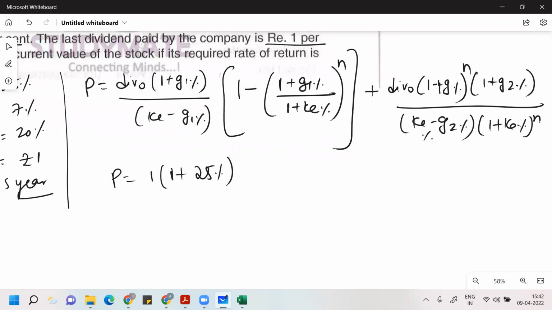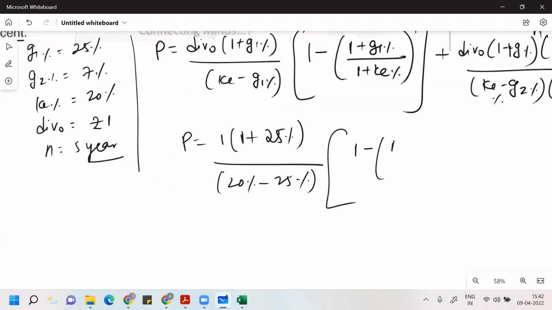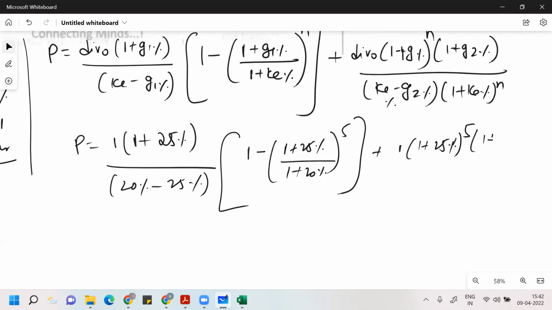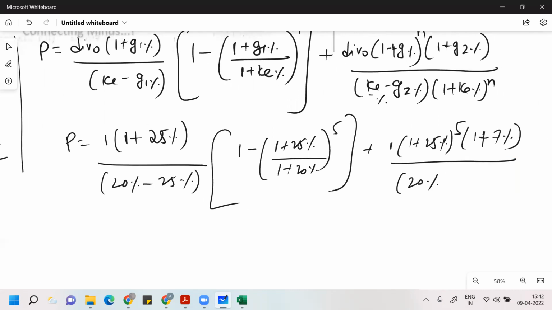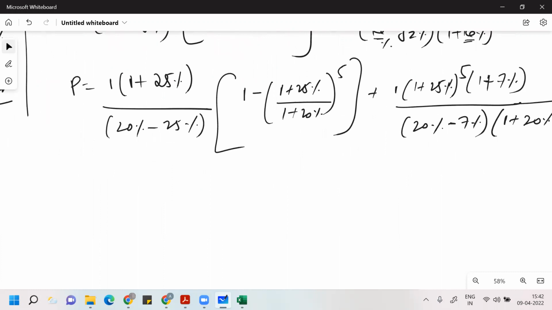Present dividend is 1 rupee. It is growing at 25%. Cost of equity is 20%. Super normal growth rate is 25%, 1 minus 1 plus 25% divided by 1 plus 20% to the power 5, plus DIV naught is 1 plus 25% to the power 5, then 1 plus constant growth rate of 7%, divided by cost of equity 20% minus 7%, into 1 plus cost of equity 20% to the power 5. So you just need to solve this.